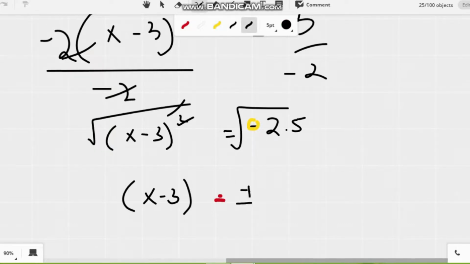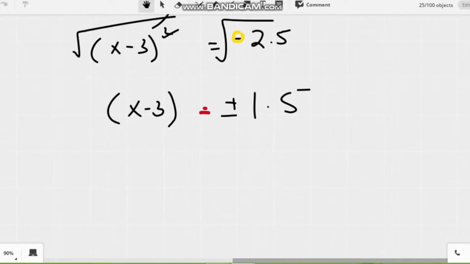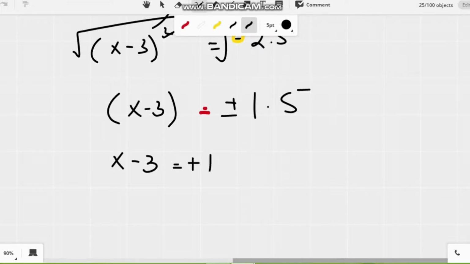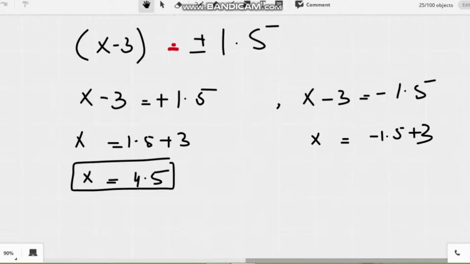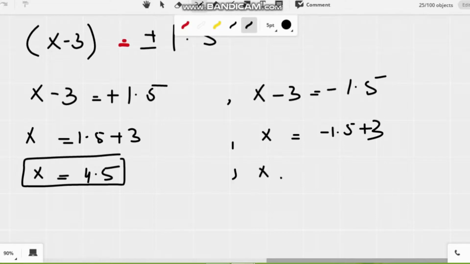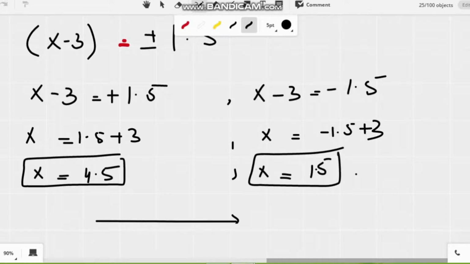So I got plus minus 1.5, and after that I will add the 3 twice, because there are 2 signs here, so I have to do it separately. X minus 3 equals plus 1.5, or x minus 3 equals negative 1.5. X equals 1.5 plus 3, or x equals minus 1.5 plus 3. X equals 1.5 plus 3, that's 4.5. I got the first value, and the second one is x equals minus 1.5 plus 3, that's 1.5. So these are my values. This is the way to do it.